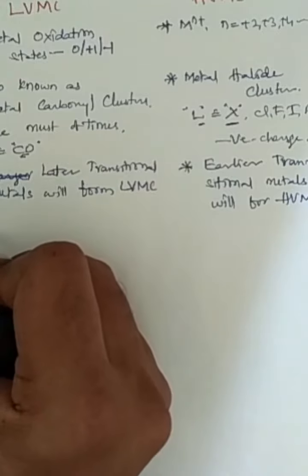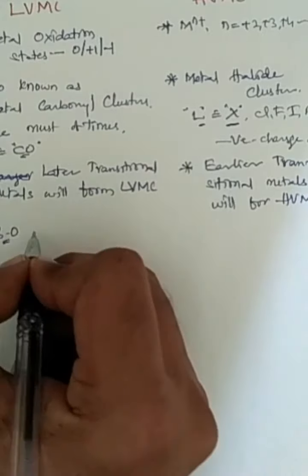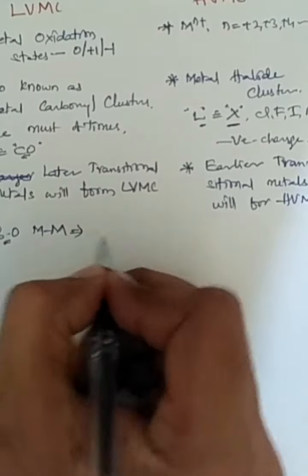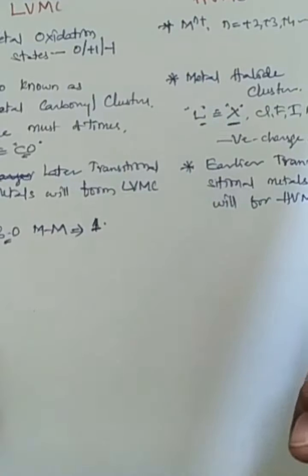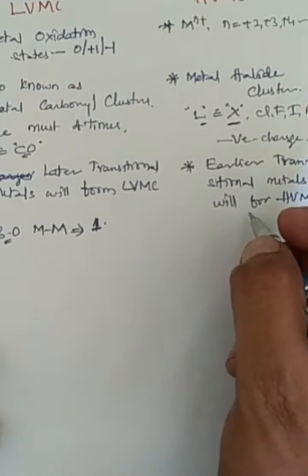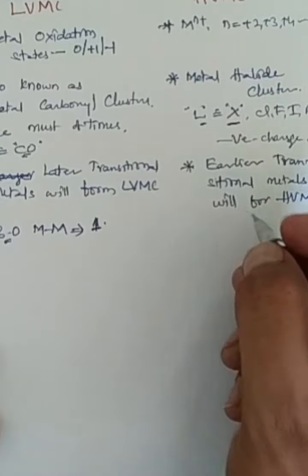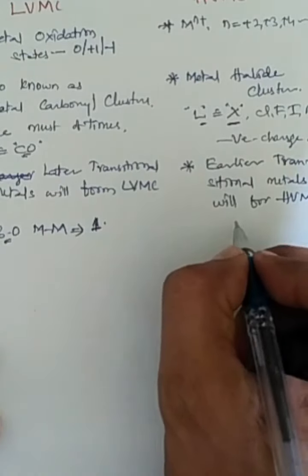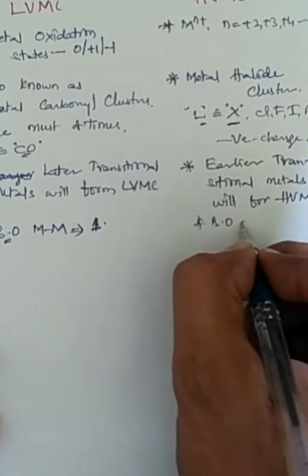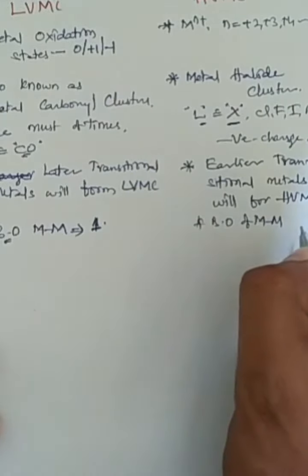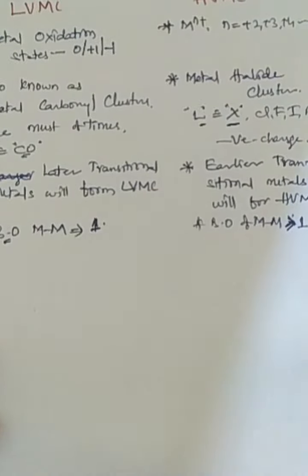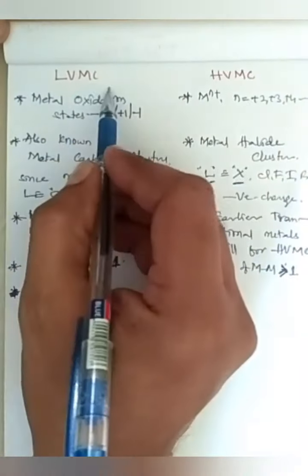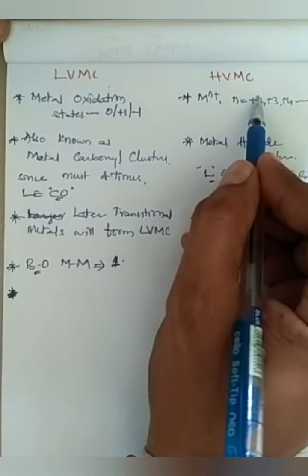The bond lengths, bond order, when we see metal to metal bond order, here we will see most of the time it is equal to 1. Bond order for the low valence metal clusters is equal to 1 most of the time. When it comes to high valence metal clusters, the metal to metal bond order may be equal to 1 or less than 1. It may be equal to or less than 1, right? Like that, the low valency metal clusters and high valency metal clusters are there.